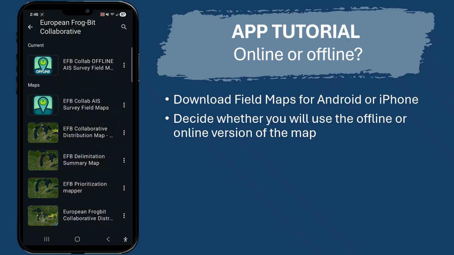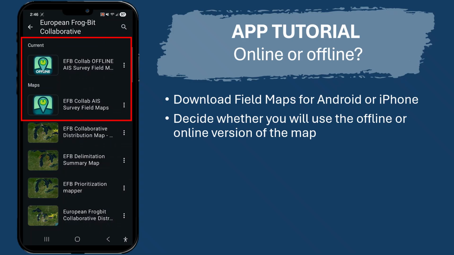At this point, you will need to decide whether you're going to be using the online or the offline version of the Delimitation app. There are two different versions to prevent data submission errors in the field, but rest assured the data go to the same place. If you know you are going somewhere with limited cell service, go for the offline version. Otherwise, stick with the normal version labeled EFB Collab AIS Survey Field Maps. The offline version has offline in the title and in the maps icon.